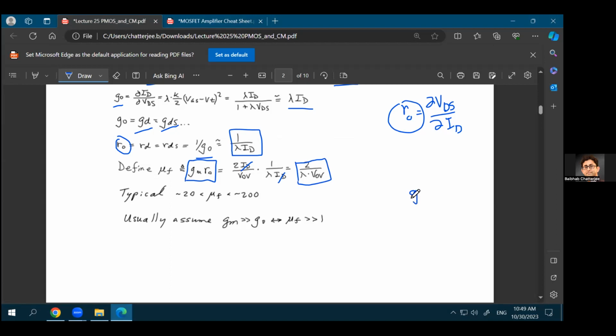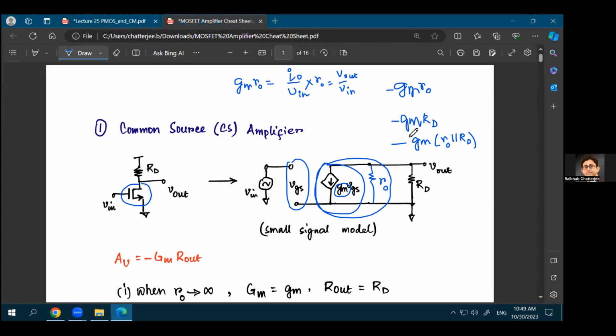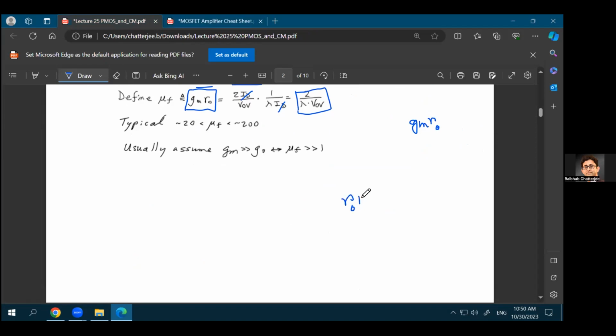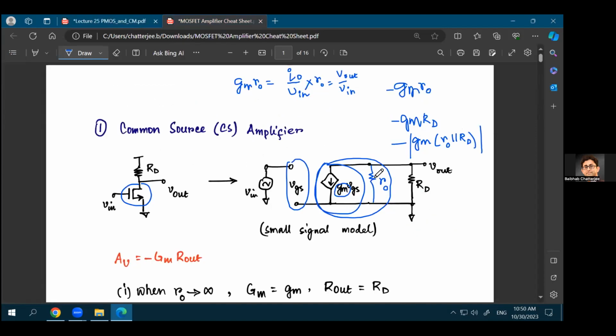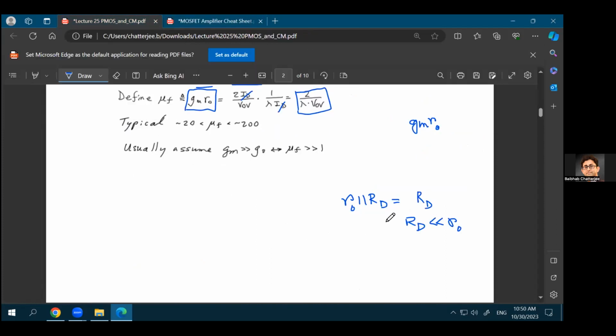Why? Because GM times RO is defined as the intrinsic gain of the MOSFET. As you put a resistance RD at the drain, taking the absolute value, the gain is GM times RO in parallel with RD. Now RO in parallel with RD will always be less than or equal to RO. If you are using a small RD, RO in parallel with RD becomes just RD. If you are using a very, very large RD, RO in parallel with RD becomes RO. So RO in parallel with RD will be equal to RD when RD is much smaller than RO. If the resistance that you're using at the drain node is much smaller than the RO resistance, which is usually the case, then RO in parallel with RD becomes RD, and that's why we say that the gain of the transistor is GM times RD.